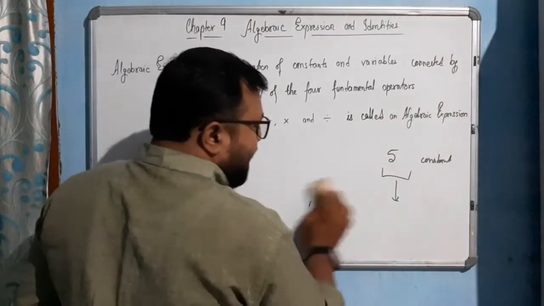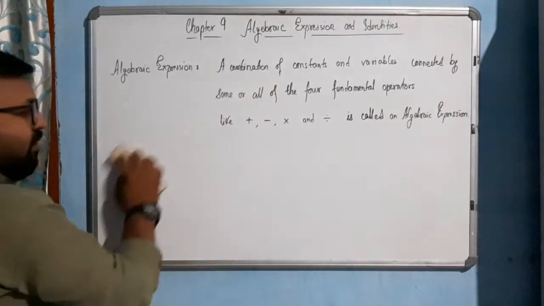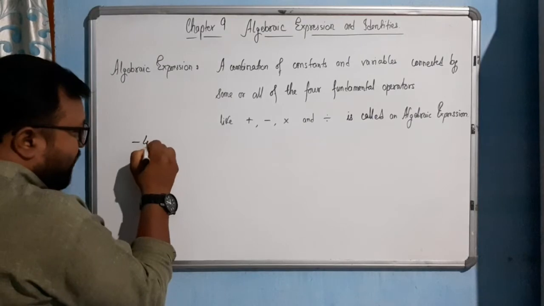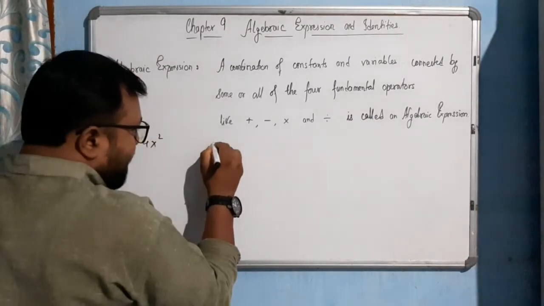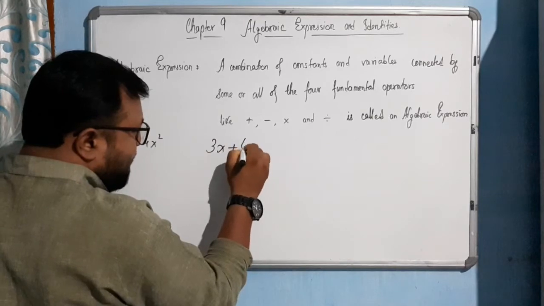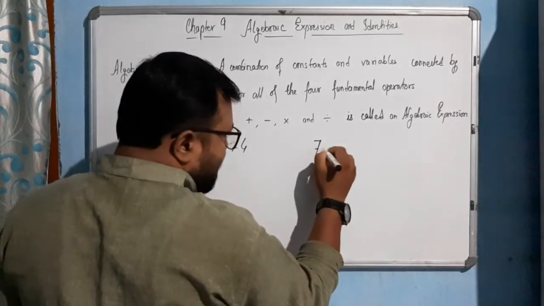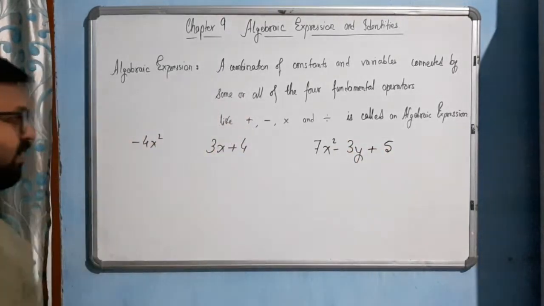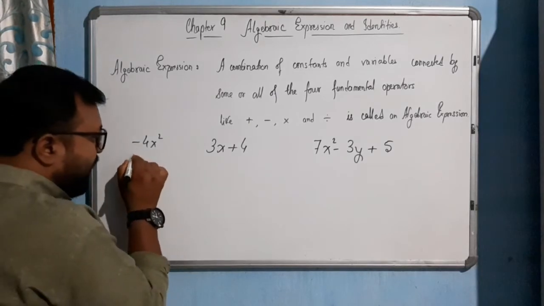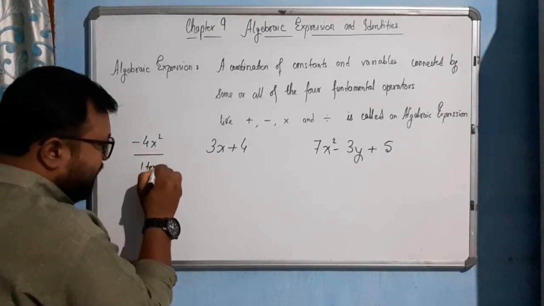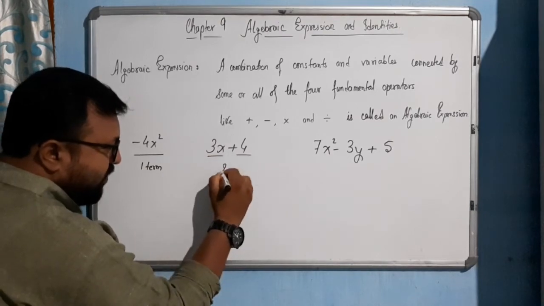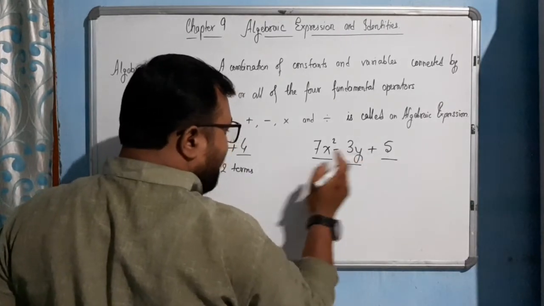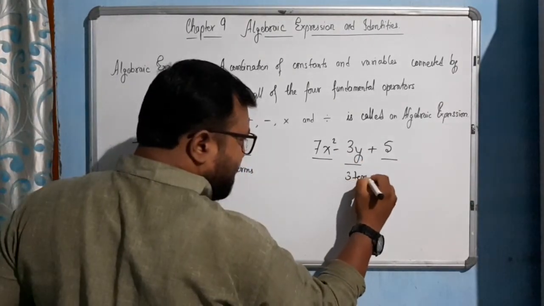Now we can give the name, or we can say nomenclature, of the different expressions. Suppose 4x square, 3x plus 4, and 7x square minus 3y plus 5. In this case, how many terms do we have? In the first, only one term. In the second, we have two terms. In the third, we have three terms, all separated by minus or plus. So 3 terms.